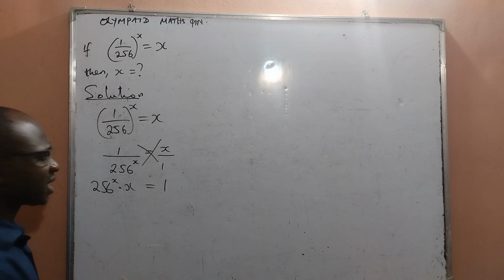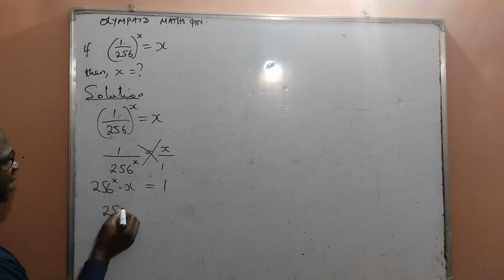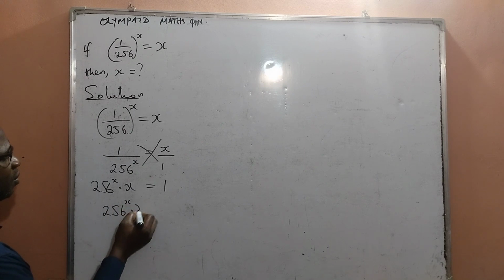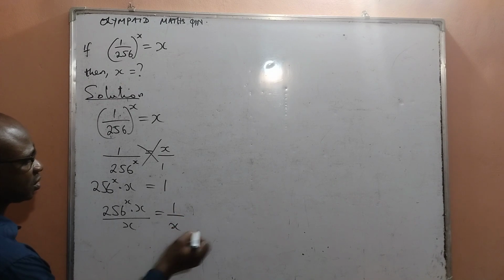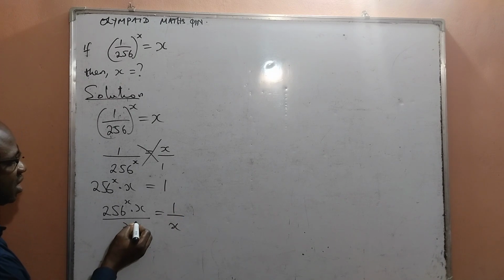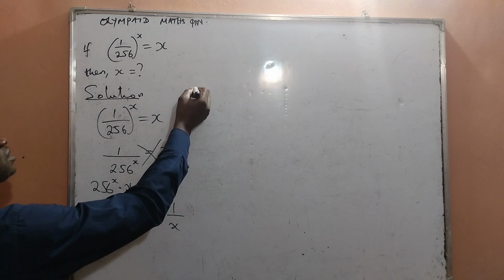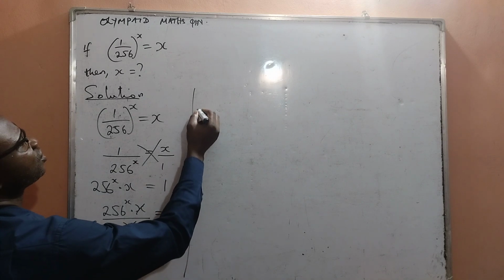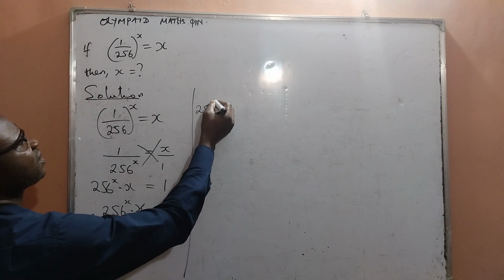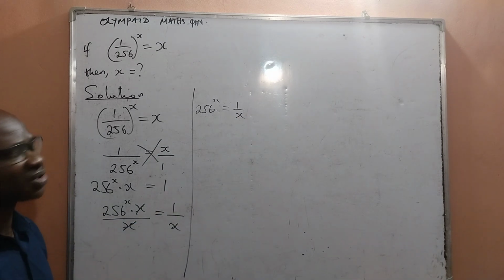At this point, I can divide both sides by x. And that means 256 to the power of x multiplied by x all over x is equal to 1 all over x, so that x can cancel out x, leaving me with 256 to the power of x equal to 1 all over x.